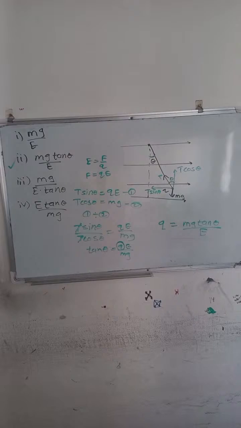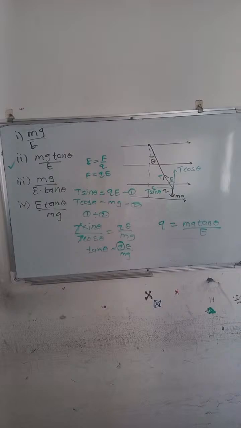C, 3 into 10 raised to minus 10 Newton per Coulomb, and last option 3 Newton per Coulomb. Okay, so I will repeat the whole question.